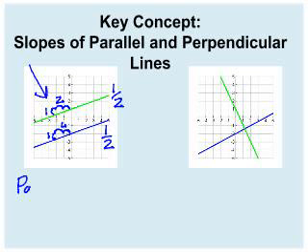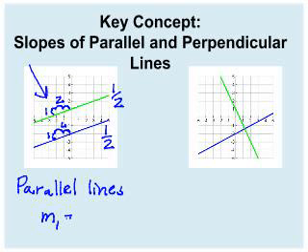So parallel lines have the same slope. So slope 1 would be equal to slope 2. Again, parallel lines have slopes that are the same. Perpendicular lines, on the other hand, are a little bit more complicated.